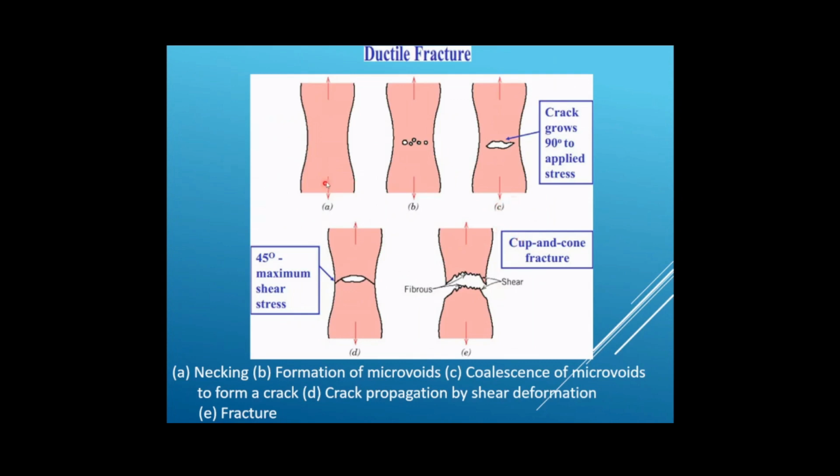So the first one is the example of necking. The second one is the example of formation of microvoids, and the third one is the example of coalescence of microvoids to form a crack. And this fourth one is the example of crack propagation by shear formation. And the final diagram is the example of fracture.